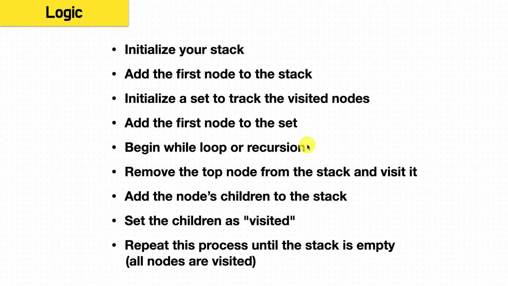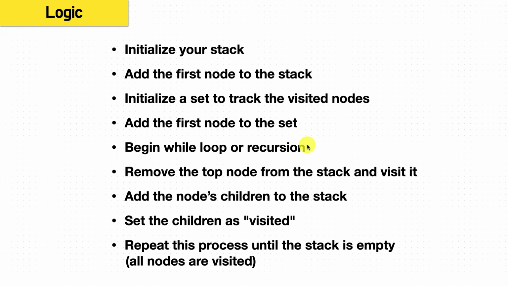Now we iterate through the nodes. We can either use a while loop and then iterate as long as we have items in the stack, and we use a while loop because we don't know how large our graph is. We don't have a length property, so we just have to iterate as long as nodes exist. Or you can start recursion. You recursively walk through each node and its neighbors until there are no more nodes that can be visited.